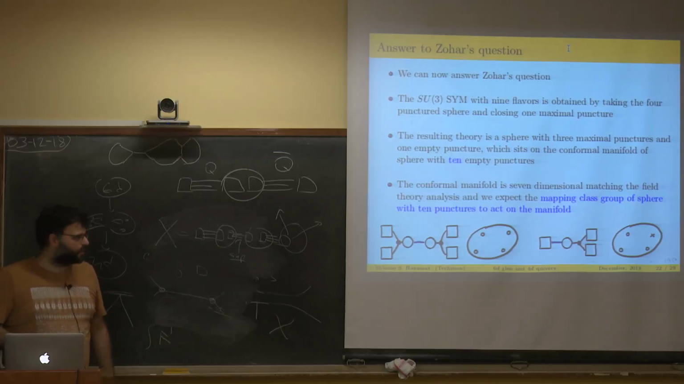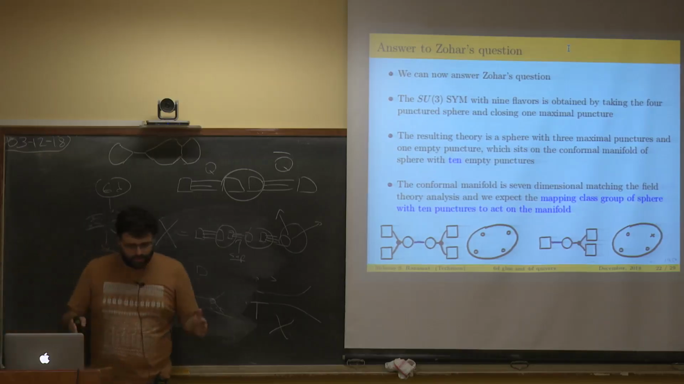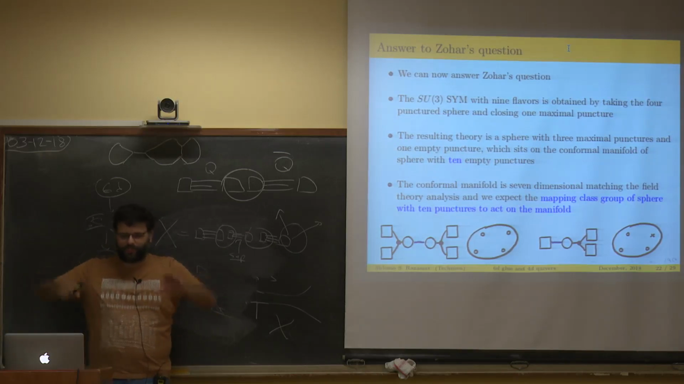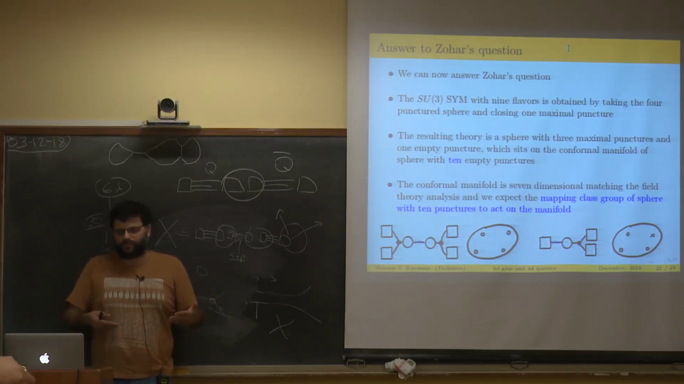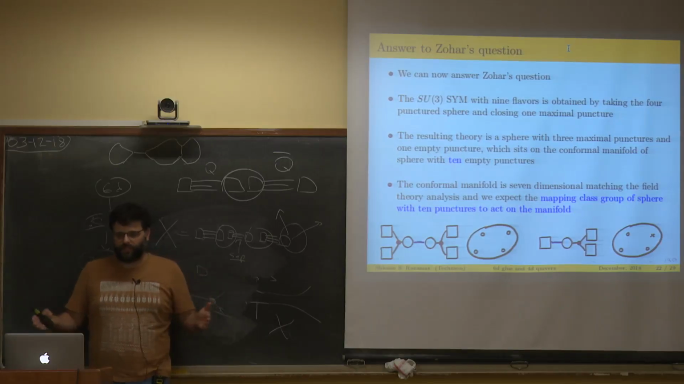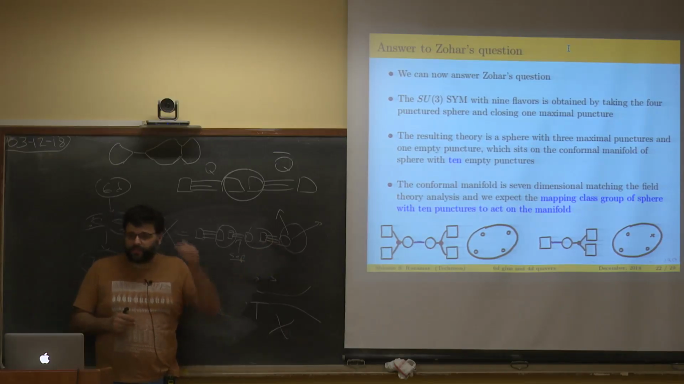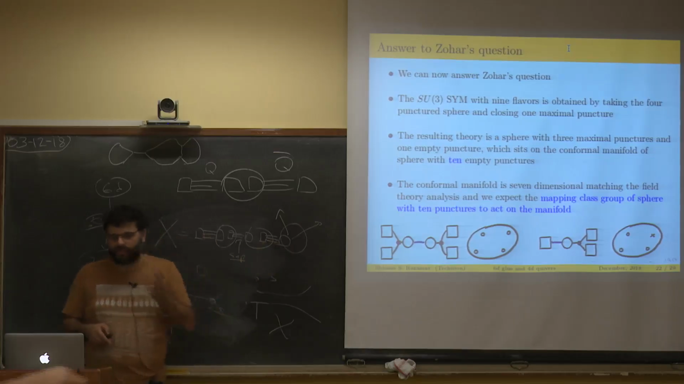In Gaiotto's story, we know the building blocks, like 4-punctured spheres built from 3-punctured spheres. There are some N=2 theories for which a conjecture is known for how the duality group acts, like how tau goes to -1 over tau. There is a very concrete conjecture.